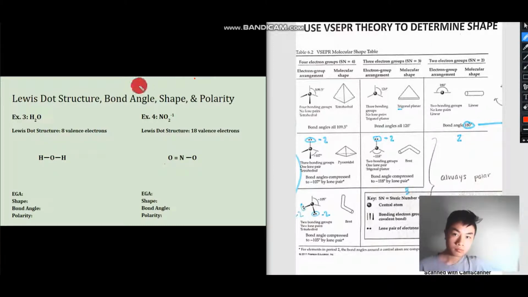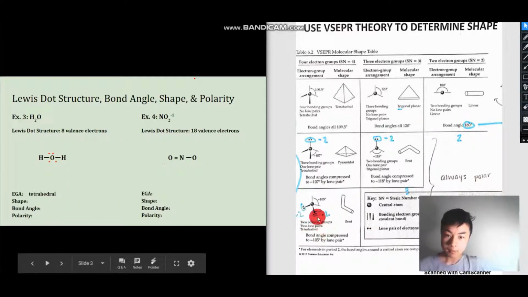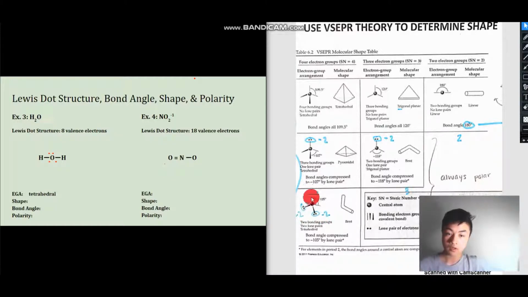What's left is just going to be 6 and 8. So we have 2, 4, 6, 8. We have 8 valence electrons total. The EGA is tetrahedral simply because it has 4 electron groups around it, 1, 2, 3, and 4 around the O. And so then the shape is going to be bent because there are 2 lone pairs and also 2 bonding groups. So 2 lone pairs and then 2 bonding groups. So the shape is going to be bent.